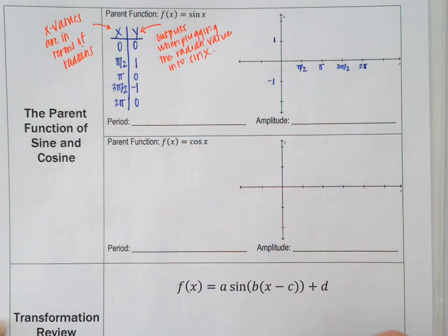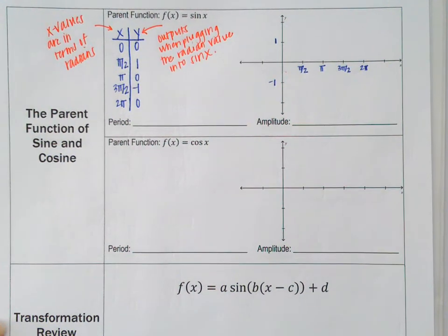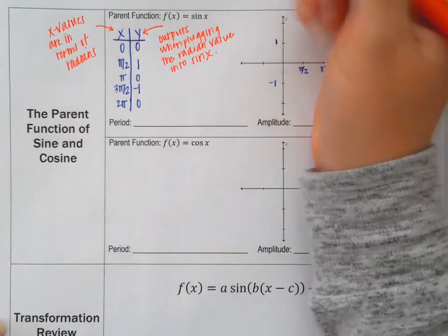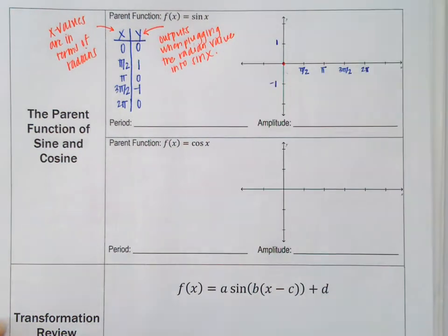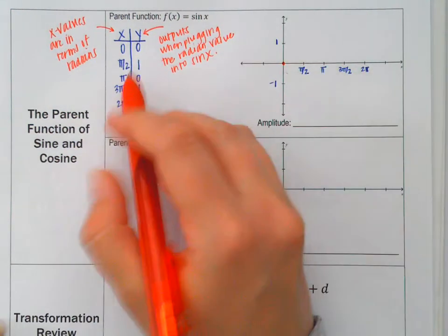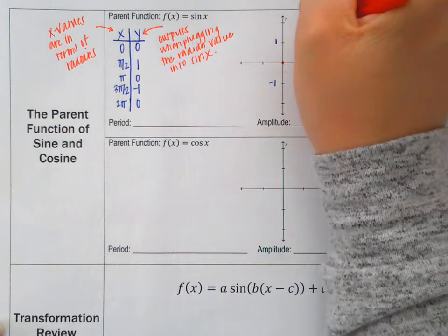Okay, so then we are going to graph this. So 0, 0 is here. Pi over 2 is at 1.